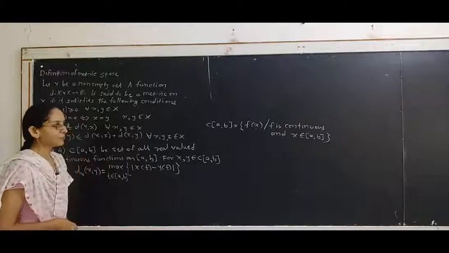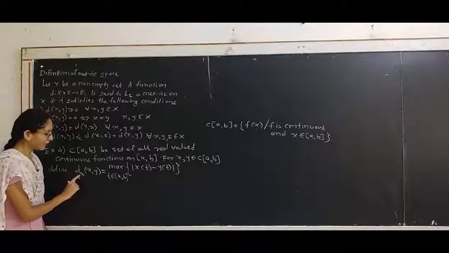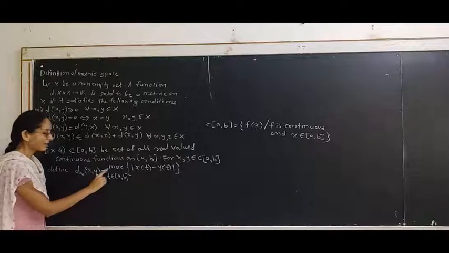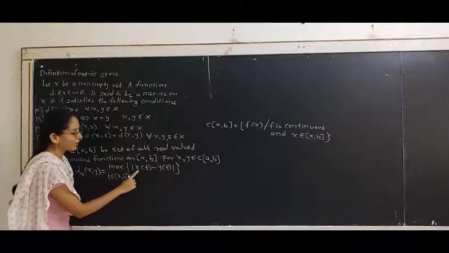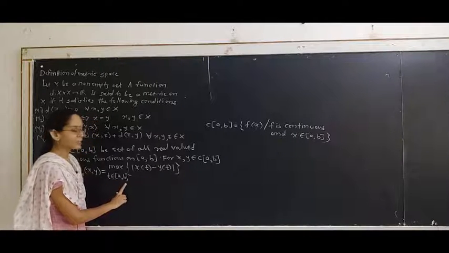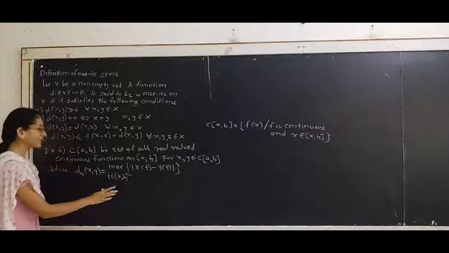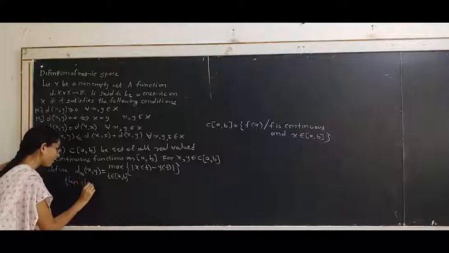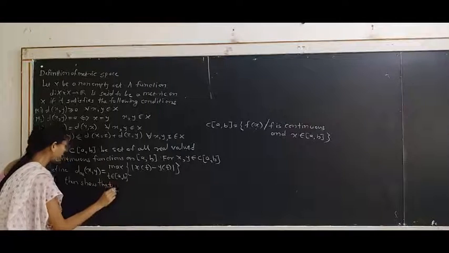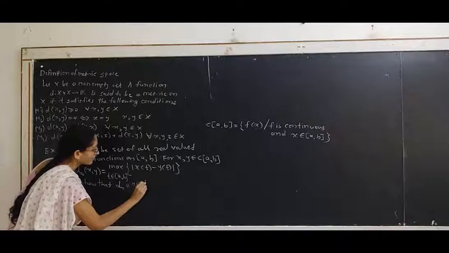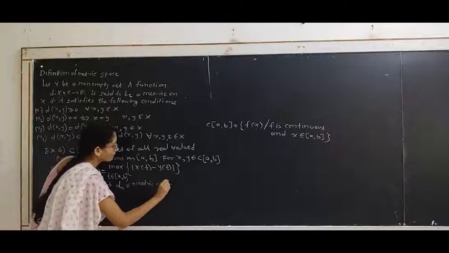It is non-empty. Now define the metric d infinity on this set C[a,b] by the maximum of |x(t) minus y(t)|, where t belongs to the closed interval [a,b]. Then this is a metric. Then show that d infinity is a metric on C[a,b].